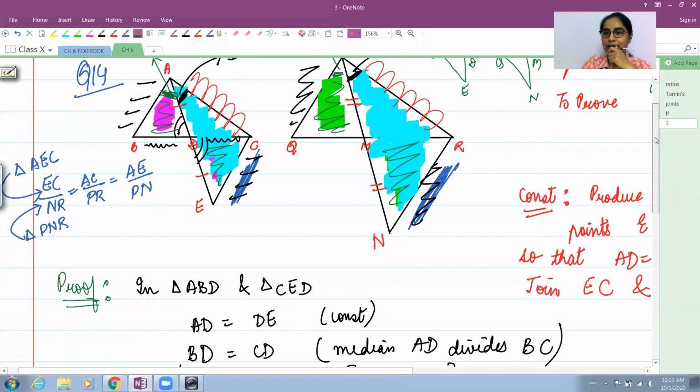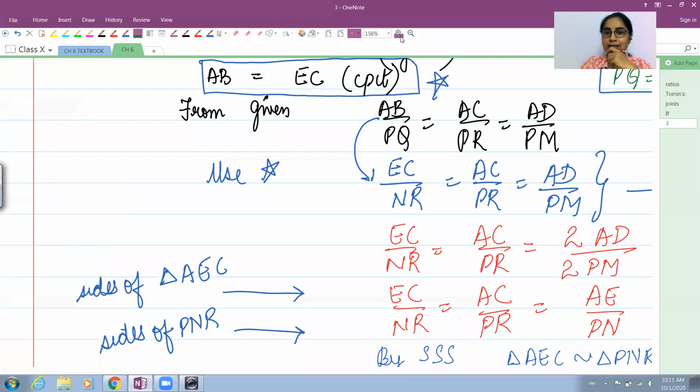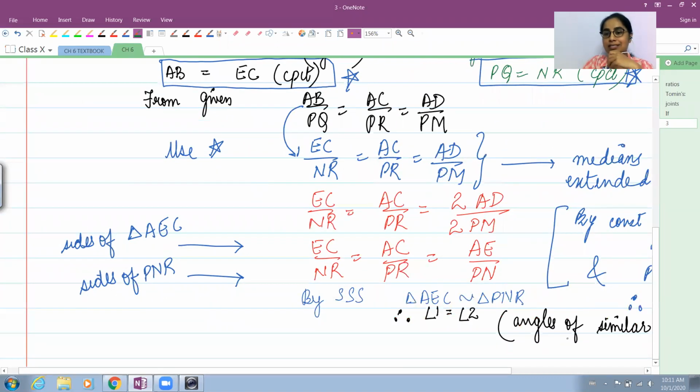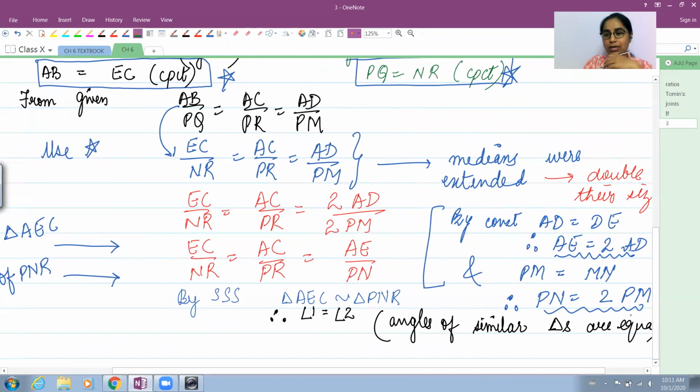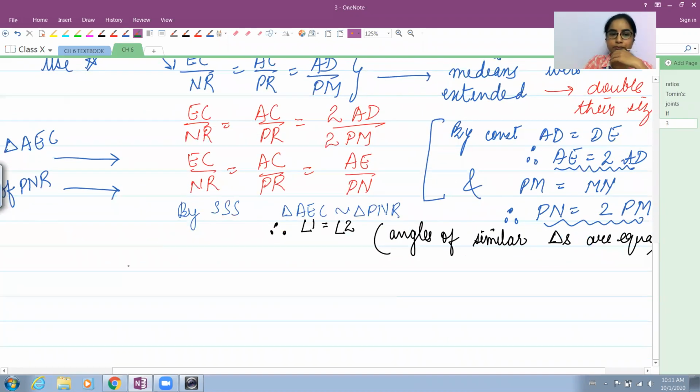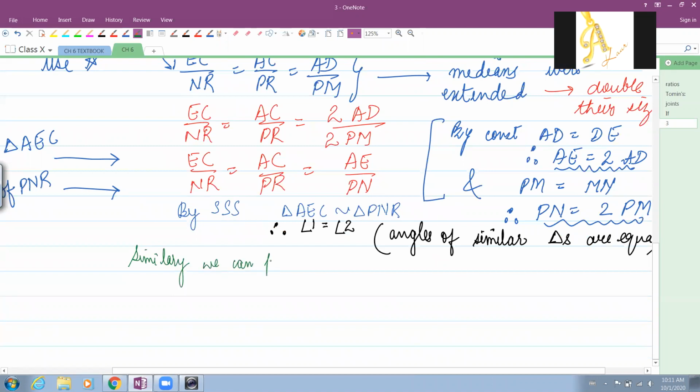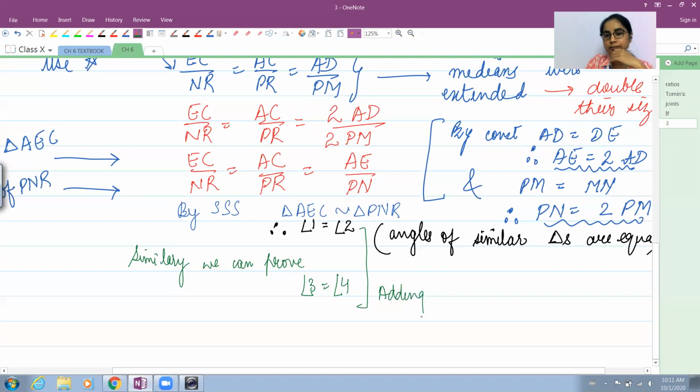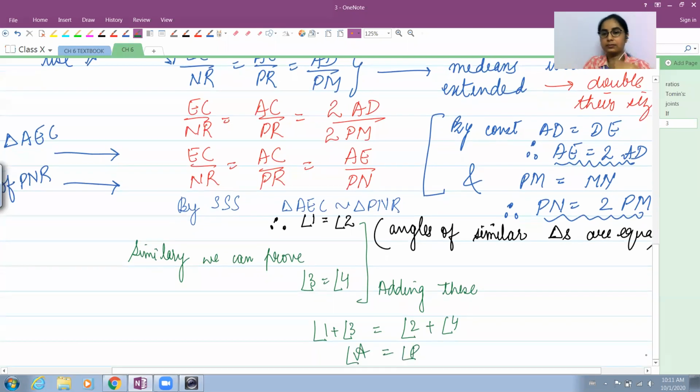So you can just write down here at the end, using only one word, similarly, we can prove angle 3 equals angle 4. Yes, ma'am. And then add the two results. So this will give me angle A equals angle P. This is what I wanted.